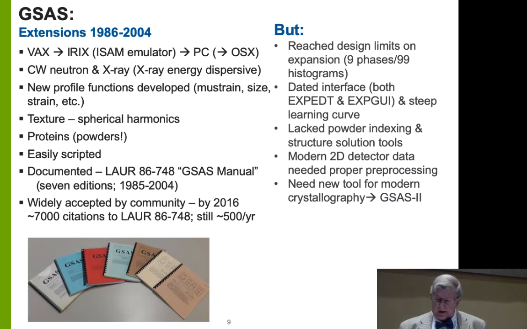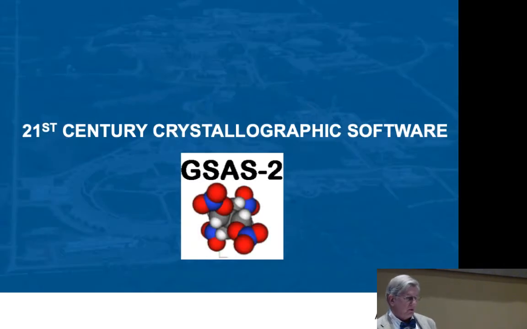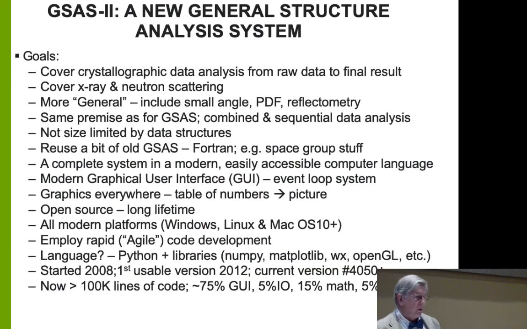So we had to have a new tool, which we call GSAS-II, and the goals for GSAS-II are as follows, and this is a whole lot of stuff. But the key point is that we want to cover the data analysis from beginning to end. And we wanted to do the same thing that the old GSAS did, which is X-rays and neutrons, and we wanted to make it more general, which is to include small angle scattering and reflectometry, and also generate pair distribution functions.